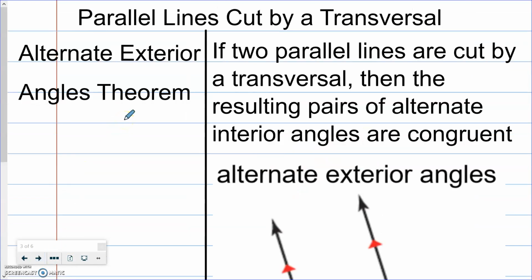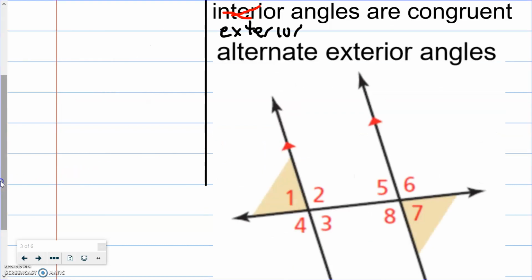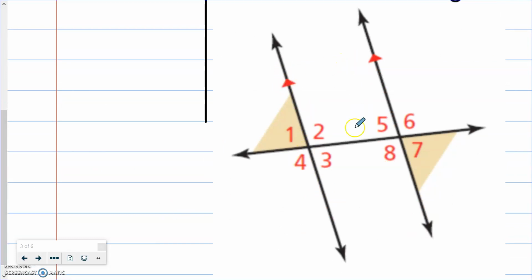Our alternate exterior angles theorem says if two parallel lines are cut by a transversal, then the resulting pairs of alternate exterior angles are congruent. Sorry guys. What does that look like? Two parallel lines cut by a transversal. Alternate exterior angles are on opposite sides of the transversal, both on the exterior. If angle 1 is 40 degrees, angle 7 must be 40 degrees.